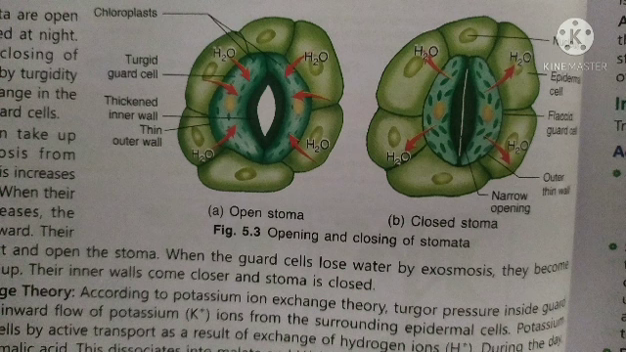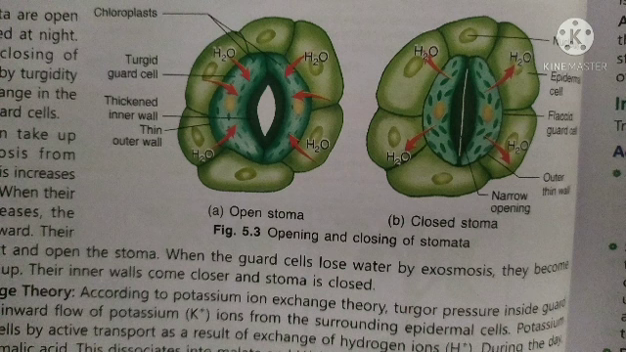There is another theory which also explains the opening and closing of stomata. That theory is the potassium exchange theory. According to this theory, the turgor pressure inside guard cells increases due to inward flow of K positive, that is potassium ions, from the surrounding epidermal cells.